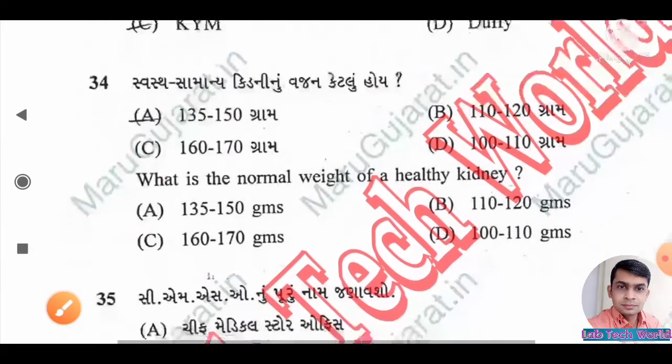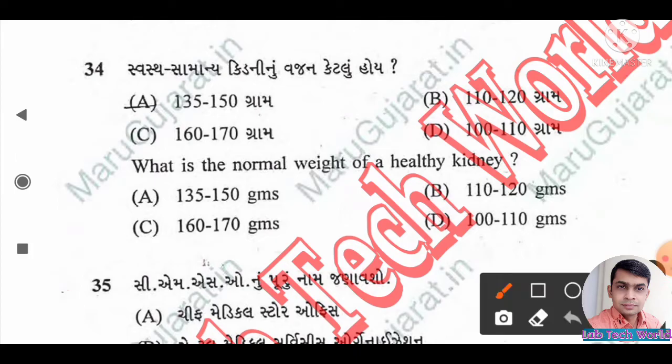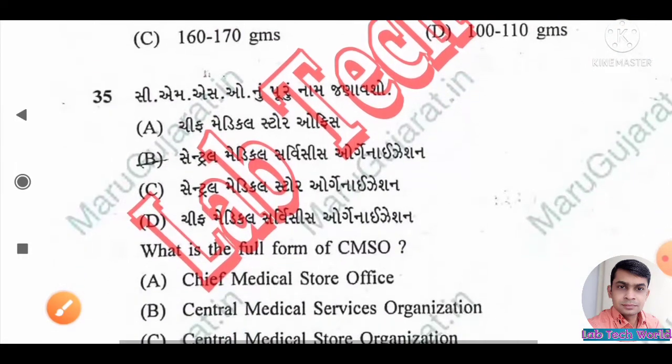Move to the next question, number 34. What is the normal weight of a healthy kidney? Option A 135 to 150 grams, B 110 to 120 grams, option C 160 to 170 grams, option D 100 to 110 grams. And the correct answer for this question it is option A. 135 to 150 grams is the normal weight of a healthy kidney. So option A is the correct answer for this question.